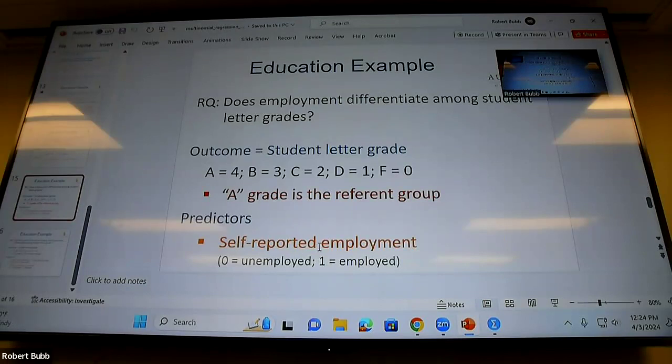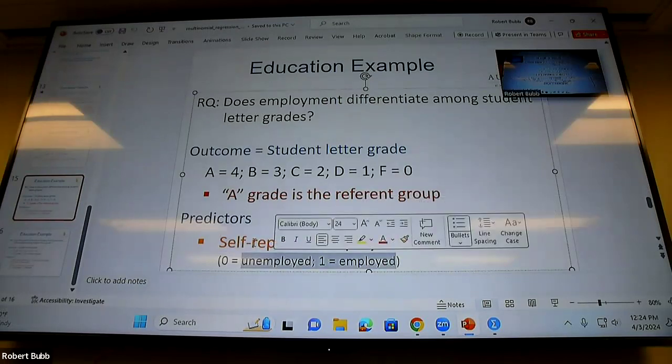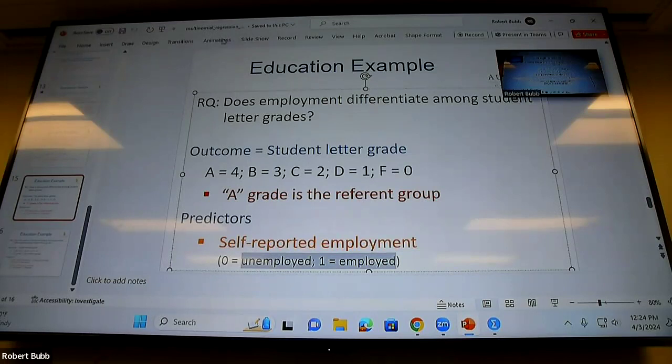But note here that our predictor is now dichotomous as opposed to continuous. It's less continuous, right? It's now dichotomous. So let's see how that might change our output.